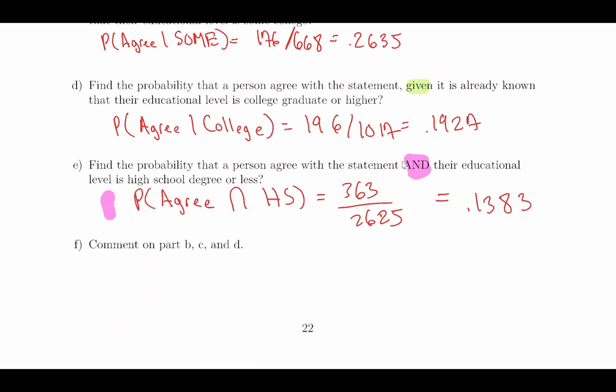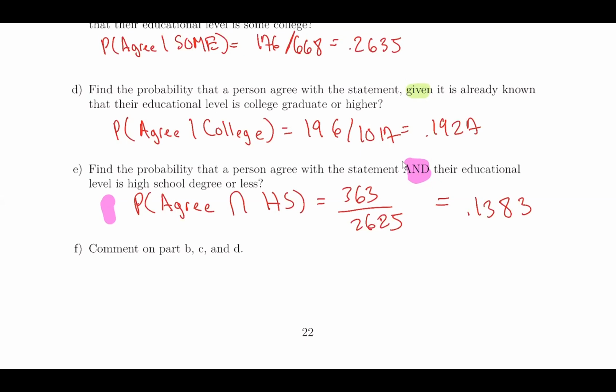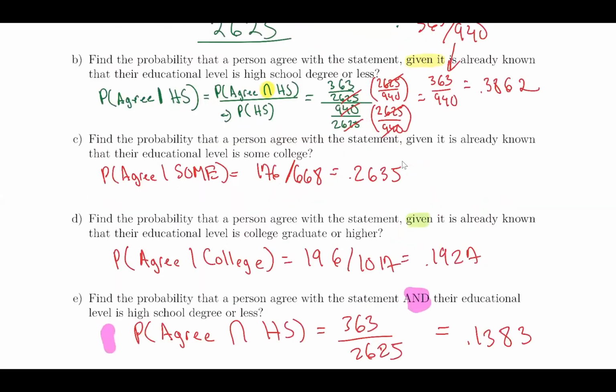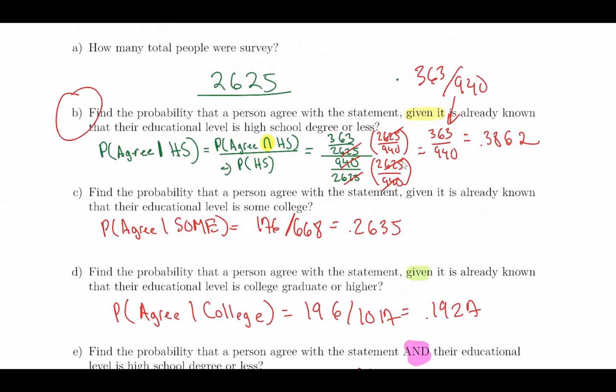Any question for E? All right. So up next, F is saying comment on part B, C, and D. So this is B, this is C, this is D. So what does it look like is happening? Are all three education levels agreeing the same amount? Or what tends to happen? Like the more education they seem to be getting, do they still believe that there's one true person out there for everybody?